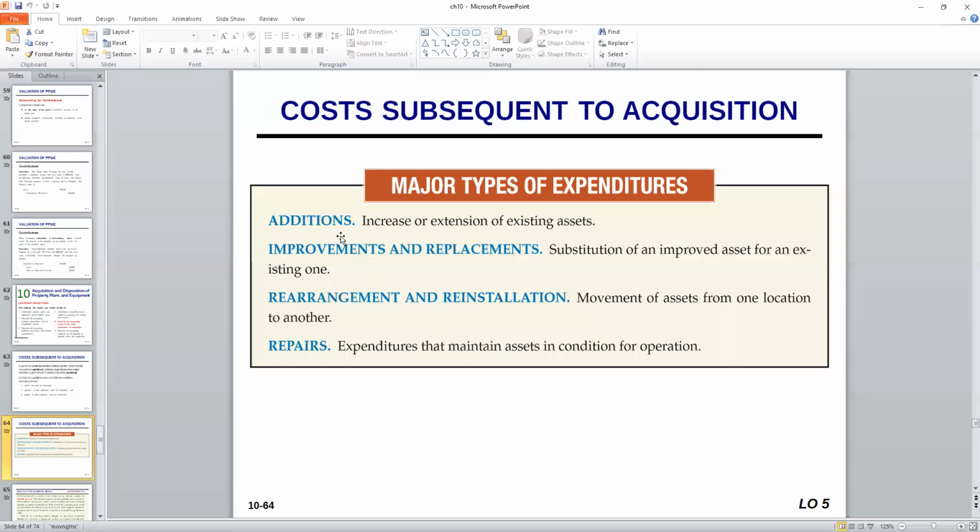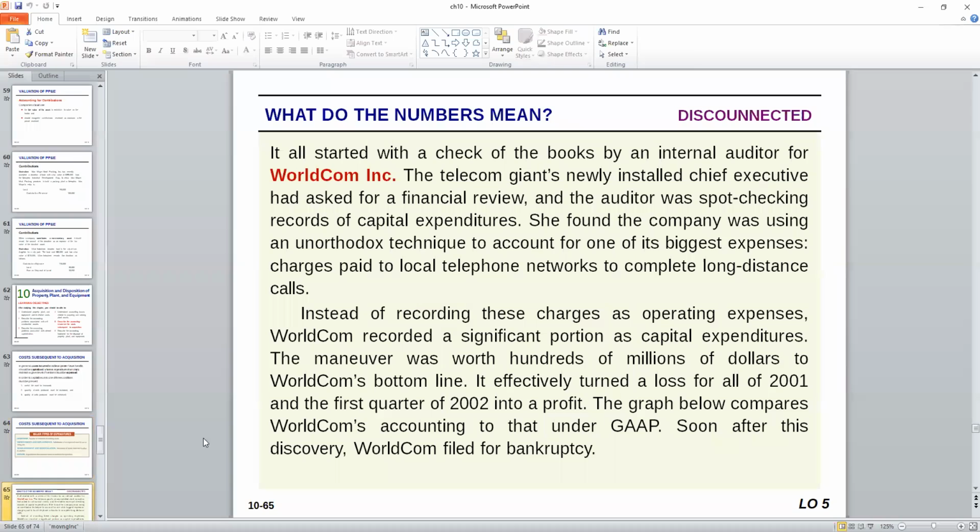Here are some examples: additions, improvements and replacements, rearrangements and reinstallations, and repairs. Repairs typically are things that we're going to expense, in my opinion. These others, if they meet the criteria, then I would consider capitalizing them.